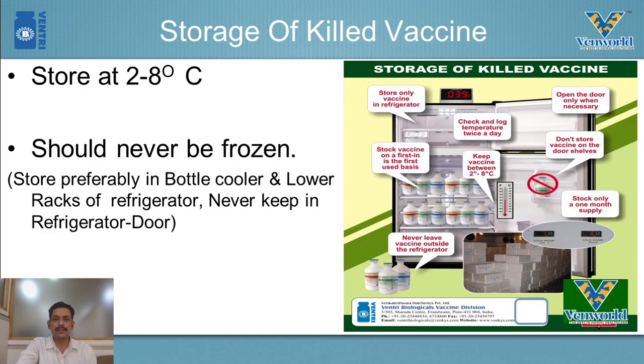Regarding these killed vaccines, they should be stored at 2 to 8 degrees Celsius, and should not be frozen in the deep freezer. They should be stored in the bottom cooler and lower racks of the refrigerator. During storage, never keep vaccines in the refrigerator door, because of the regular opening and closing of the door, there is a chance of exposure of these killed vaccines to the outer temperature. So don't keep these killed vaccines in the refrigerator door.